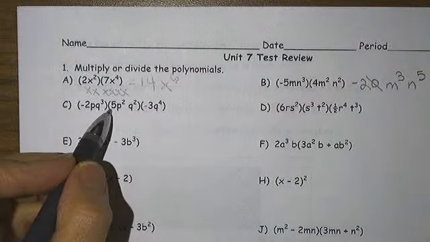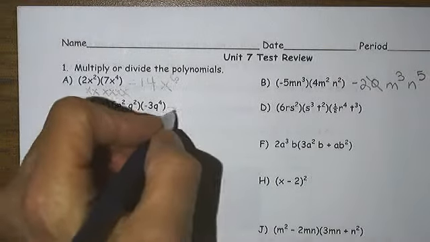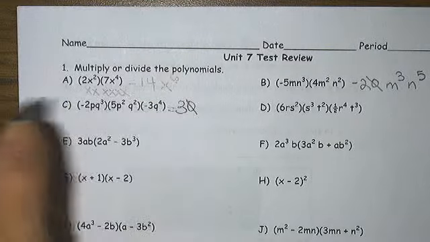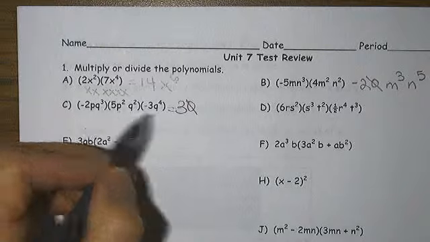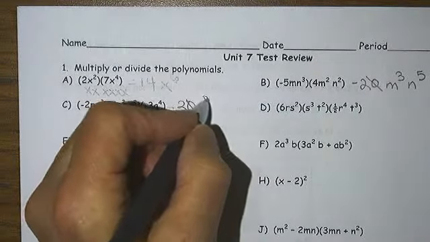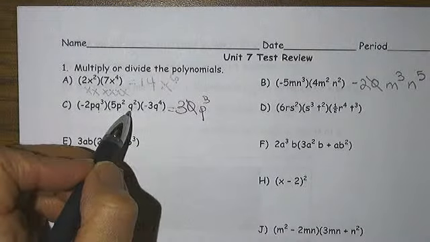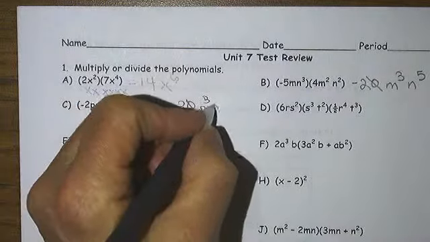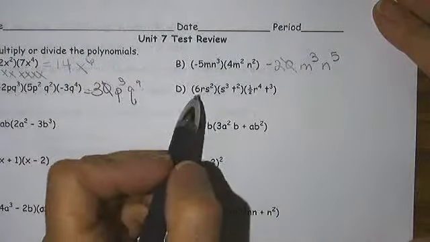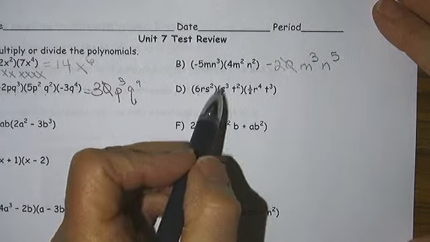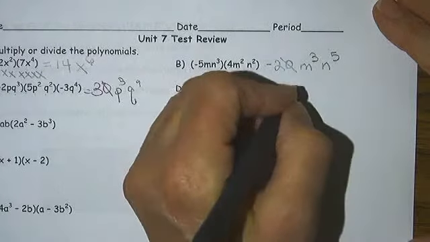Negative 2 times 5, negative 10. Negative 10 times negative 3 is positive 30. p times p squared, p cubed. q cubed times q squared, q to the fifth, times q to the fourth would be q to the ninth. Next we have 6 times 1 is 6, times a half. 1/2 of 6 is 3.